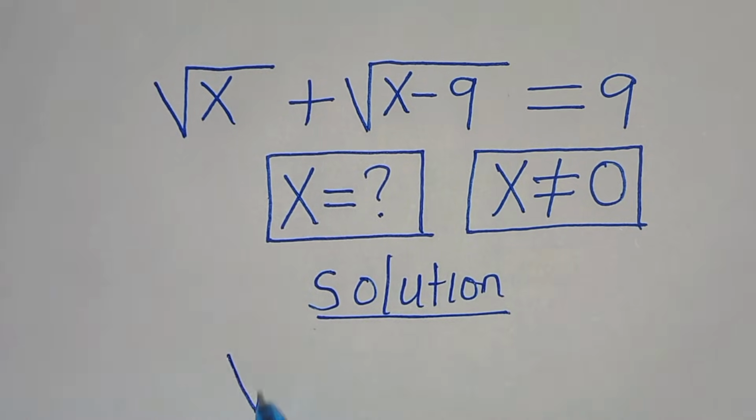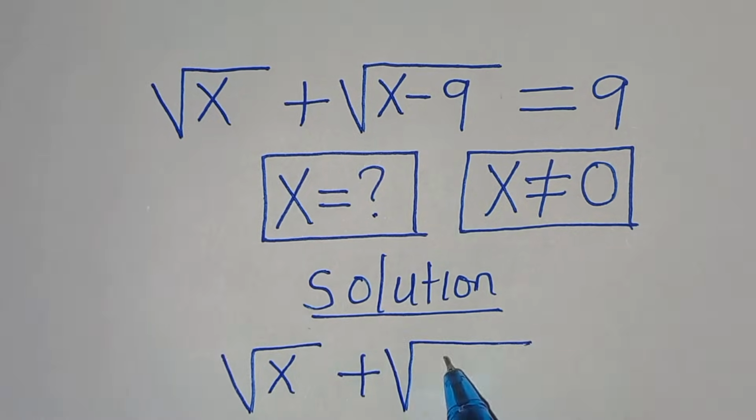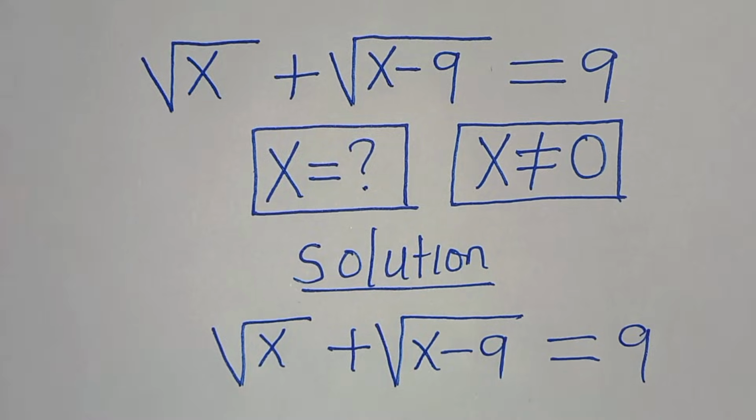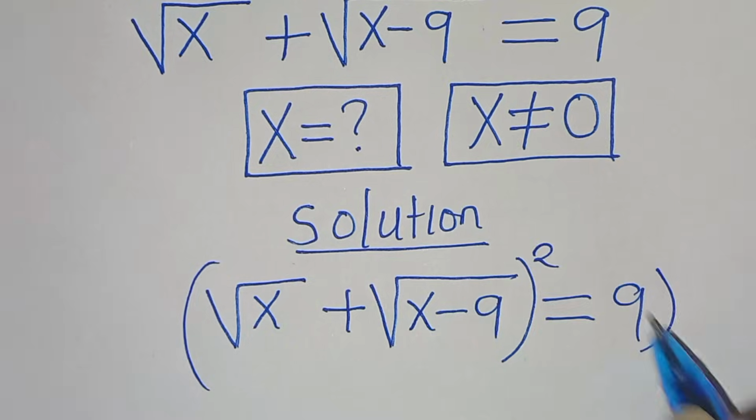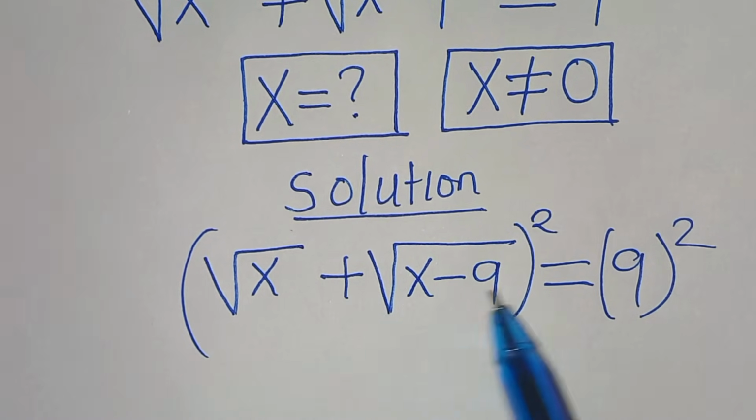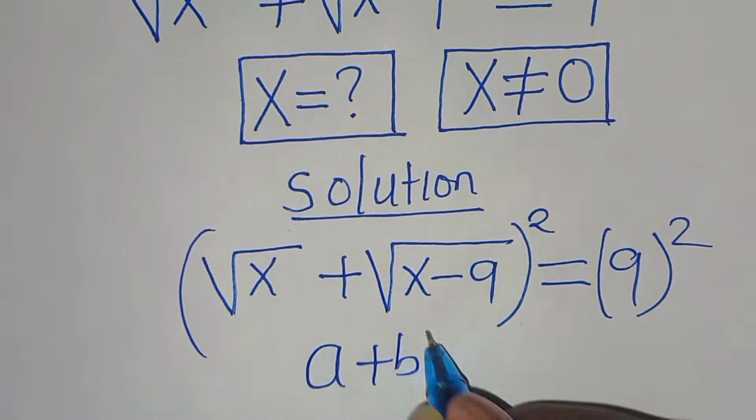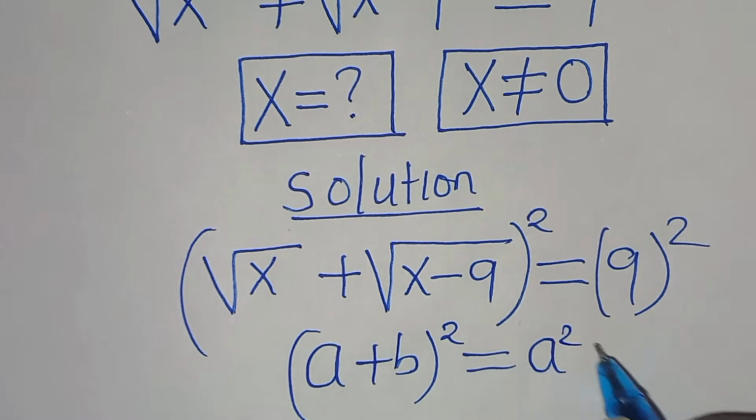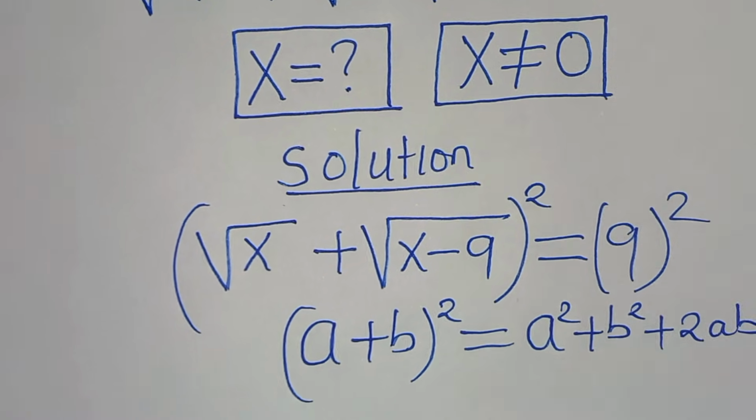We have the square root of x plus the square root of x minus 9 equal to 9. The first step is to square both sides, so that now we have the square root of x plus the square root of x minus 9, to the power of 2. This is in the form of (a plus b) raised to the power of 2, which can be expressed as a squared plus b squared, then plus 2ab.